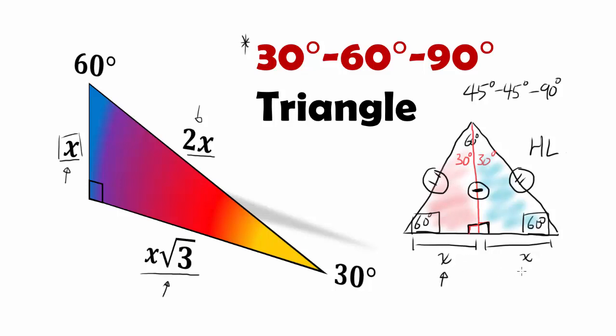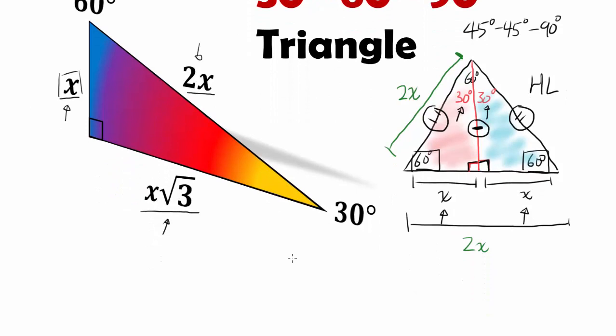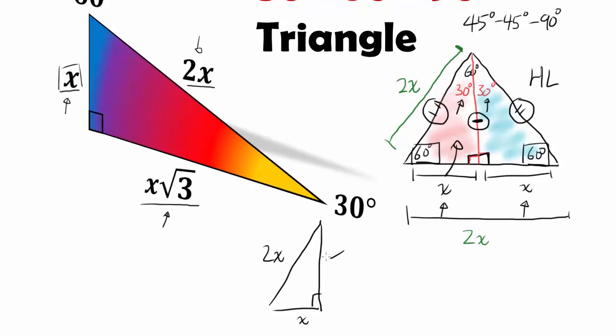So if this side is x, this side is also x, and this side is 30 and this side is 30. So we have the entire base of the equilateral triangle, the entire side length, being 2x. Since all 3 sides of an equilateral triangle have the same length, this side of the 30-60-90 triangle has to have the length of 2x. So let me redraw this 30-60-90 triangle. I'm just drawing this red triangle right here. So you have x right here and you have 2x.